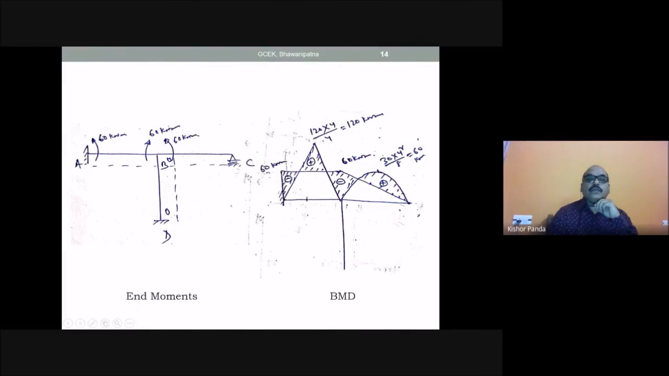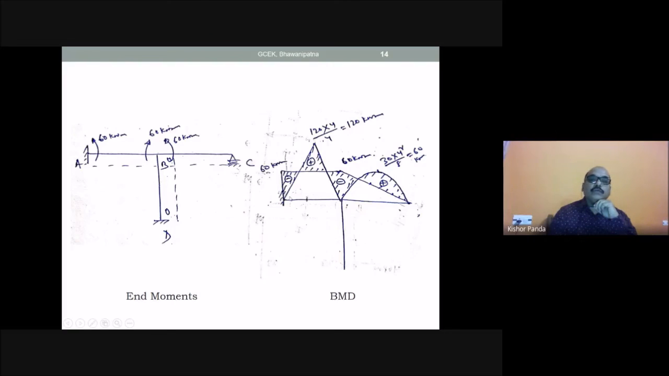This side 60 kilonewton meter anti-clockwise, and here also 60 kilonewton meter. Here also you take 60 kilonewton meter. And what is the moment here? There is no moment here, so join this one. Negative moment here, and this is also 60, and here there is no moment. So join this one. And on this member there is no moment, so this will remain just like this.